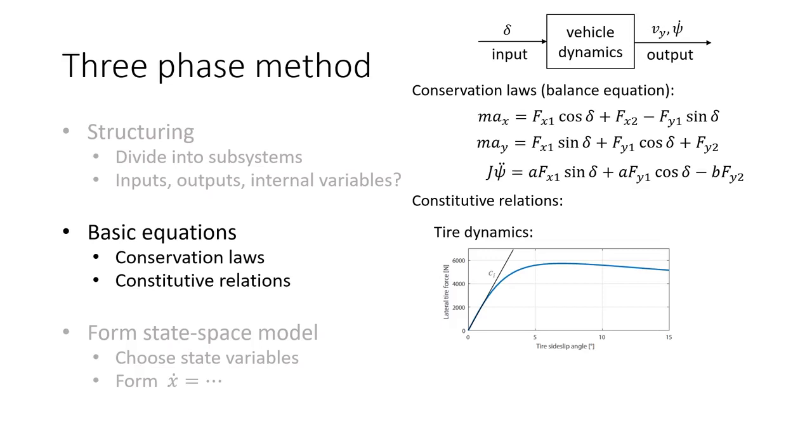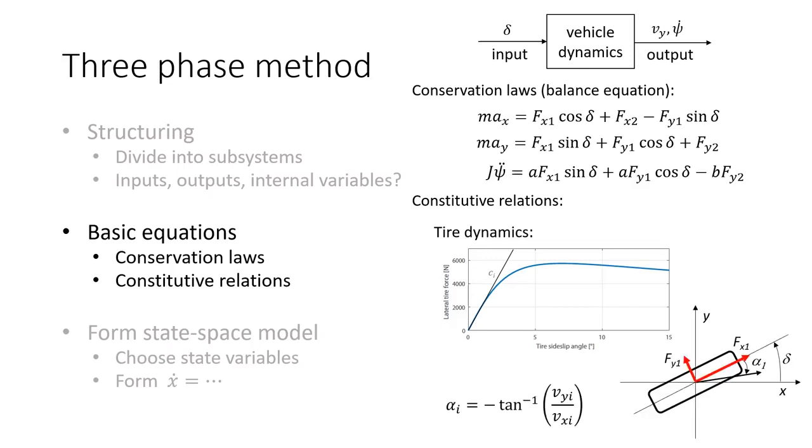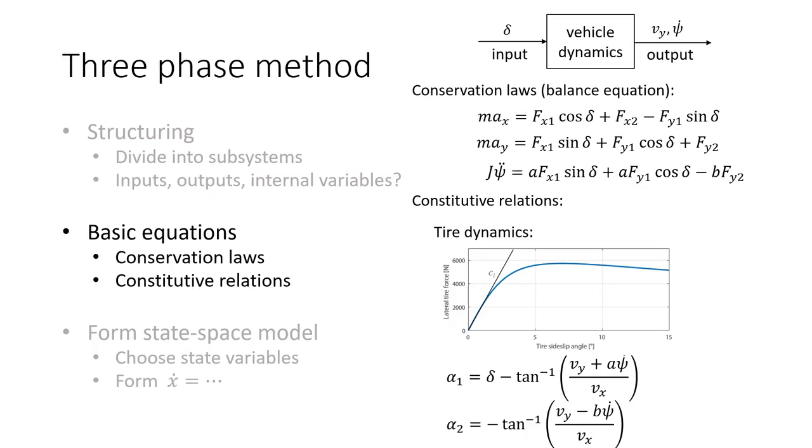The side slip angle is the angle between the lateral and longitudinal velocity of the tire, expressed in the vehicle's coordinate system. The tire side slip angle for the front tire also depends on the steering angle, so it can be rewritten as this. And the tire slip angle for the rear tire only depends on the tire's velocity, if we do not allow rear wheel steering.